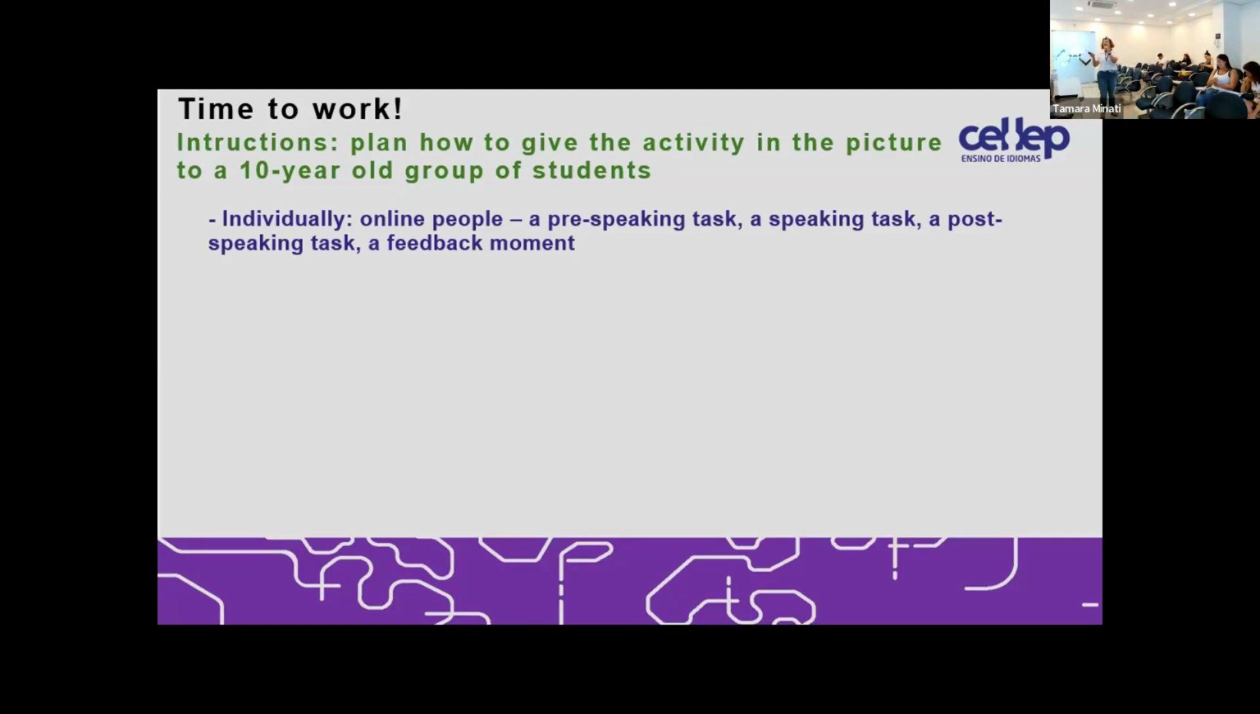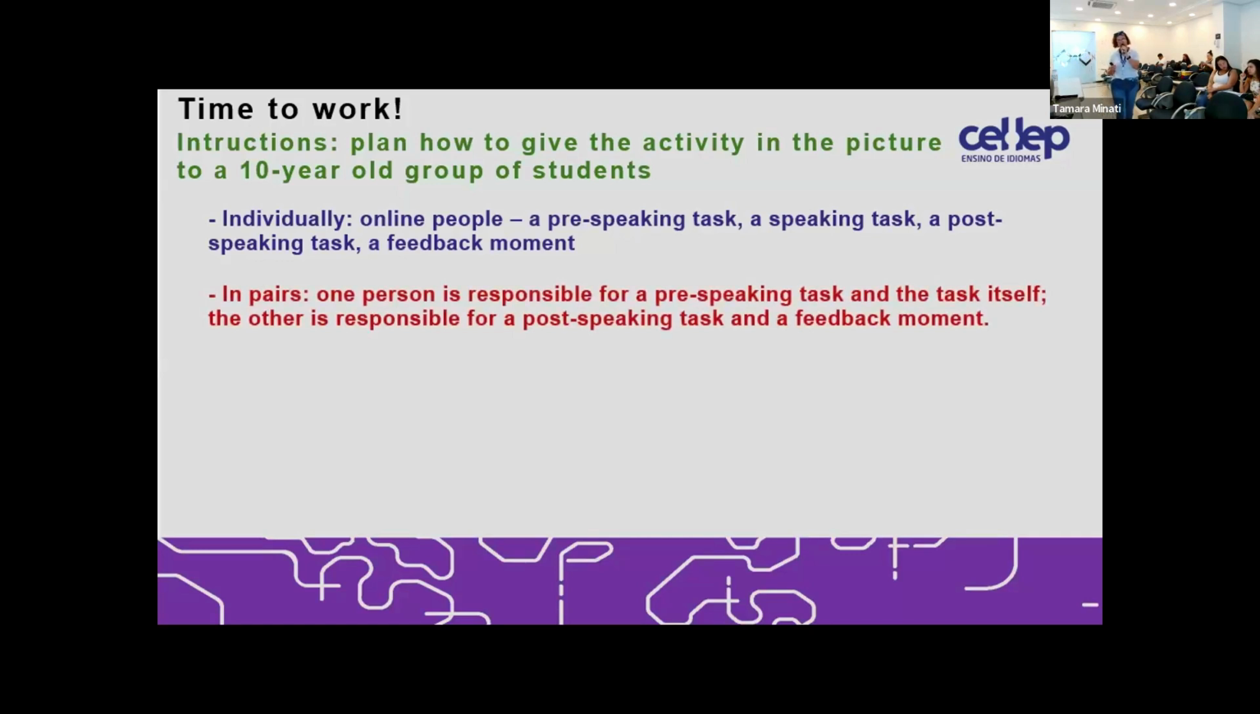And then after, you have to prepare a feedback moment. How can you give feedback to students? What kind of feedback could you give? So that's what you have to do. Don't start, please. Let me explain the activity to people online and then we start together. People online.